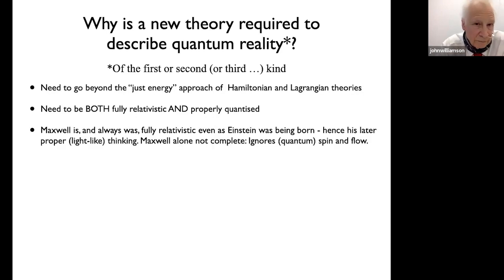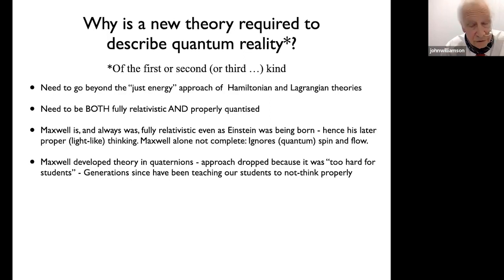Now, Maxwell always is, and always was, fully relativistic. Even as Einstein was being born, that was relativistic. And actually, his development there was really based on proper thinking about how light transforms, as I will demonstrate later. Now, Maxwell, while relativistic, is not complete and ignores quantum spin and flow, amongst many other things. It's also vastly under constraint. Lots of things are solutions to Maxwell's equations which are not physical.